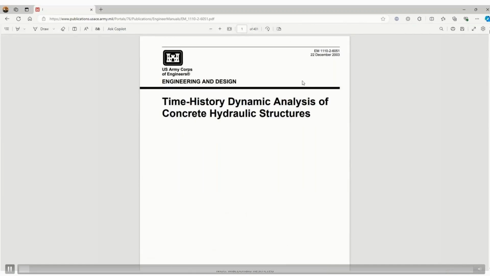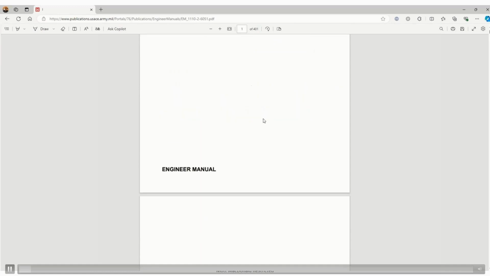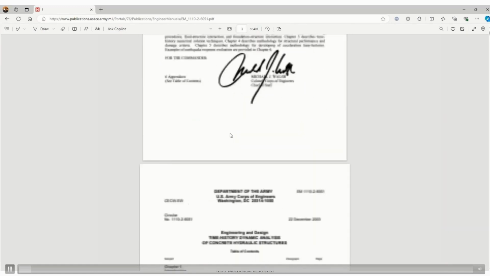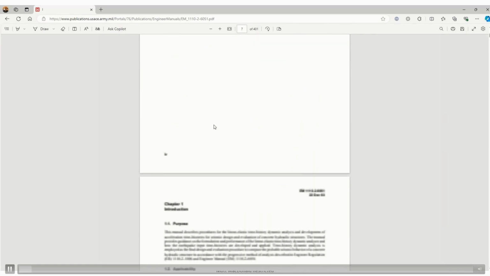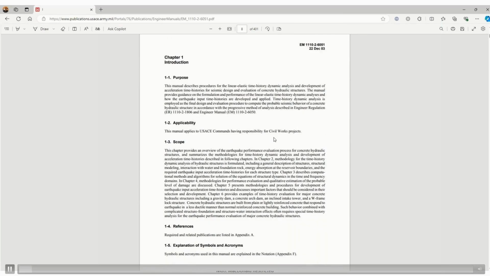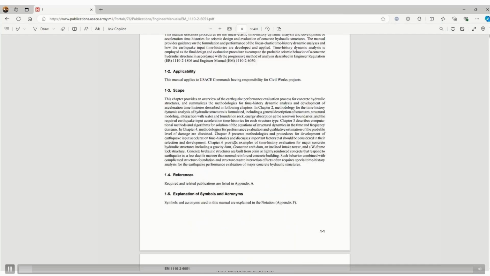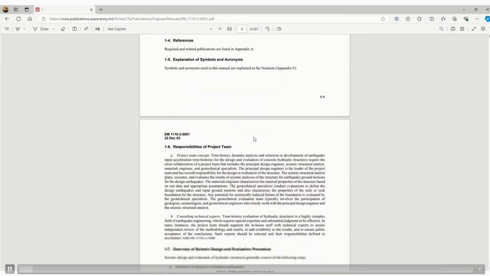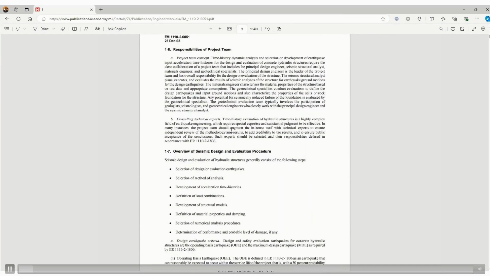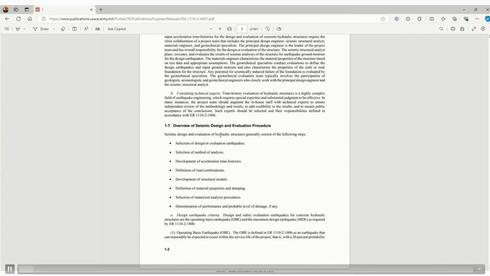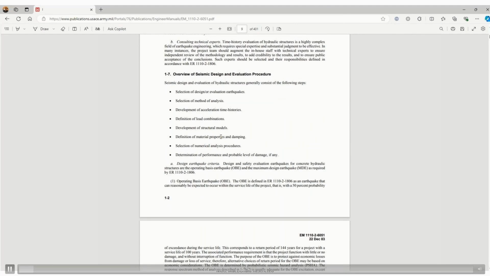Okay, so I'll be considering provisions of Engineering Manual 1110-2-6051, 22 December 2003. This USACE Engineering Manual is for the dynamic analysis. Okay, let's go through this code. So the purpose, scope, you can read it. We'll go through all the relevant code clauses, most of the relevant clauses, whatever we can go through.